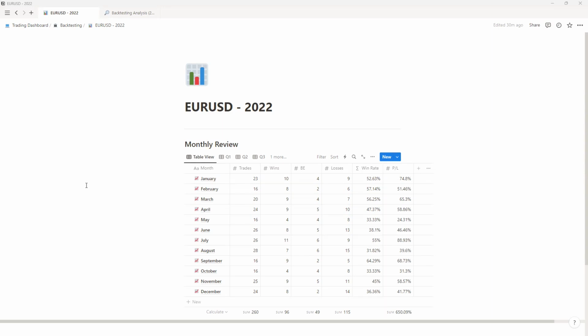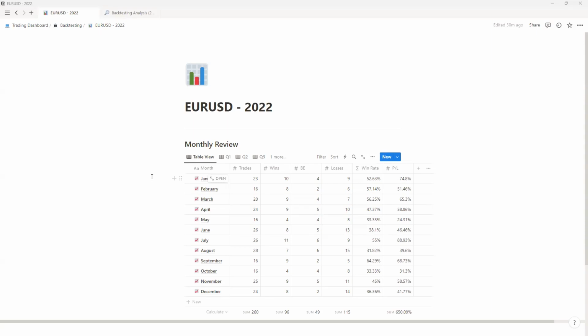Now, as you can see, we have a little overview of all of the data, and this is split into months. And then we have the total number of trades, total number of wins, break-evens, losses, your win rate, and then also your monthly P&L. And this just gives a quite good overview of everything that you need to see for that month.